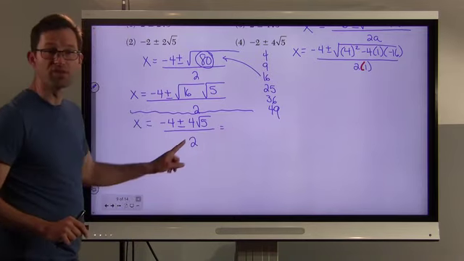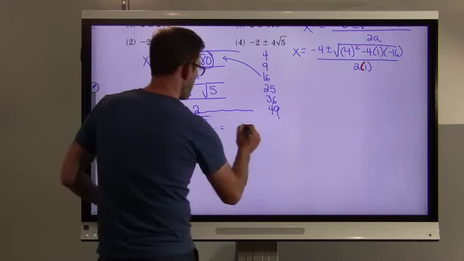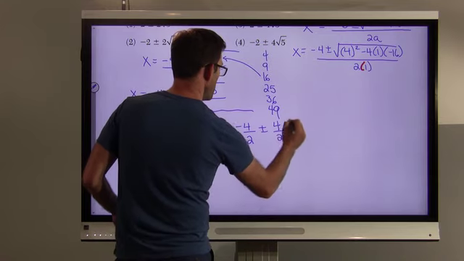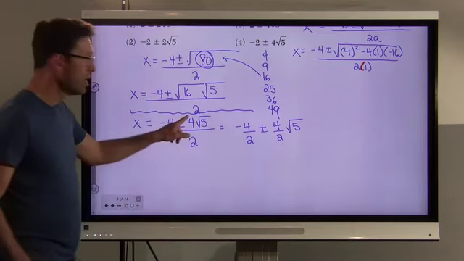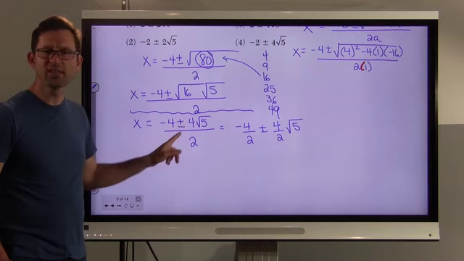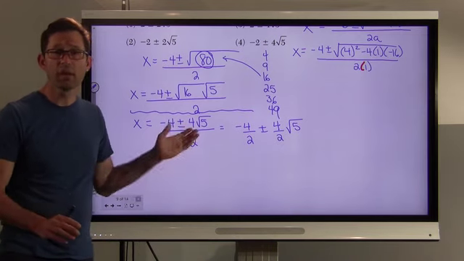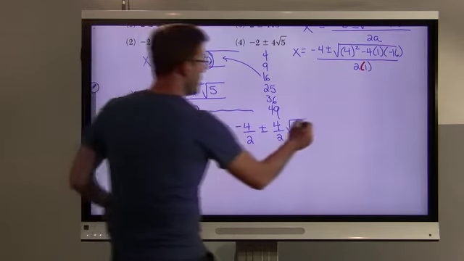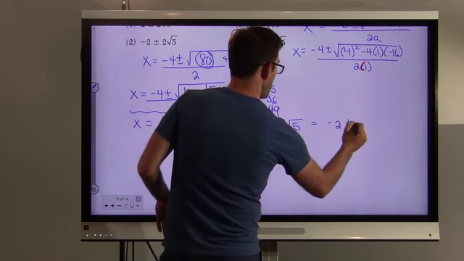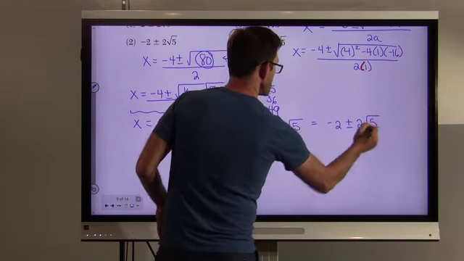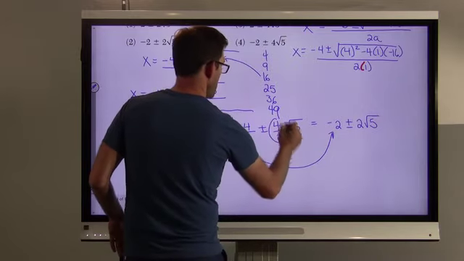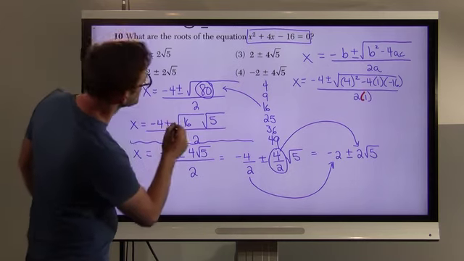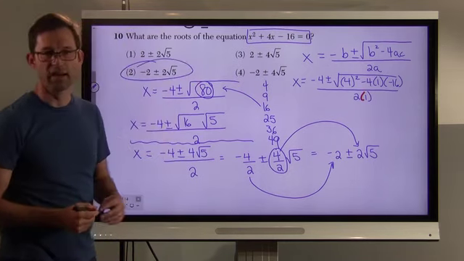And now I'm going to distribute that division, okay? So I'm going to have negative 4 divided by 2 plus or minus 4 divided by 2 times the square root of 5. So now I can have these two interact, right? It's like having 4x there. Think about the root 5 as being a variable, x, y, whatever. So you got the 4 divided by 2, so that's going to be negative 2 plus or minus 2 times the square root of 5. That becomes this, this becomes this, and that, just making sure, becomes that.